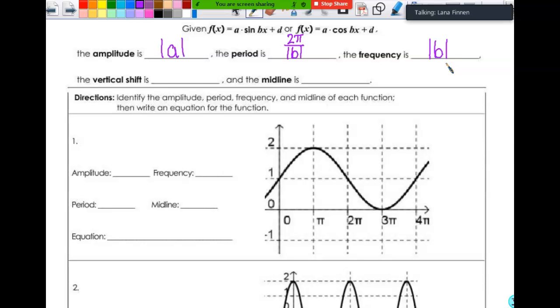All right, so then vertical shift is D, and the midline is y equals D. So hopefully we get all that, because then that makes all of this that much easier. We're going to start with, we have to find these 4 things and then write our equation. So the first thing we always want to do from the graph is sketch in our midline, and then that midline is at y equals 1. Amplitude, I can easily count from the midline, that's 1.